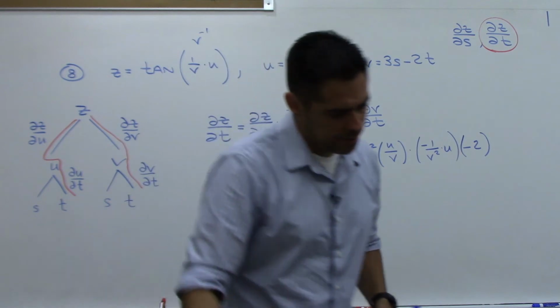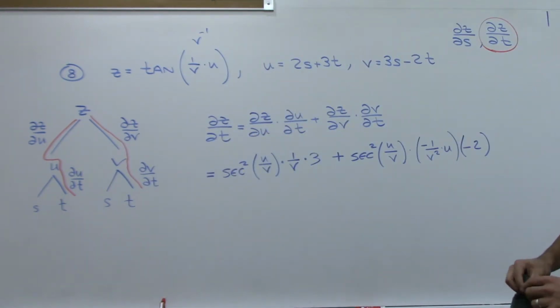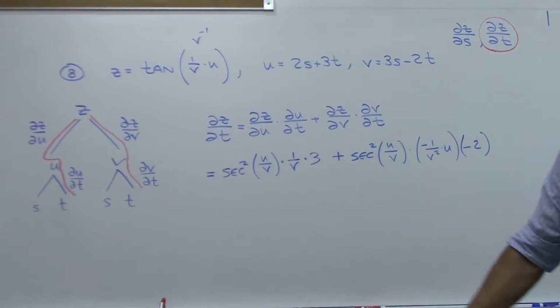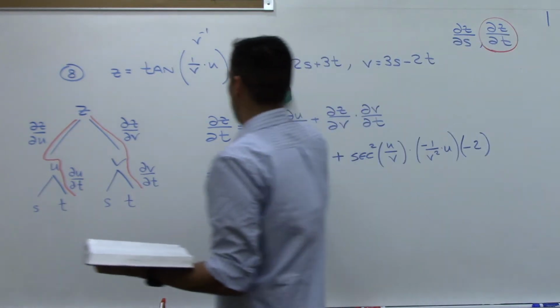All right, so that was 8. Let's move on. I'm going to skip all the way down. Jeez. I'm going to go all the way to 20.